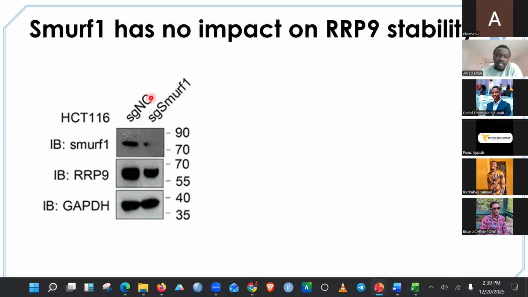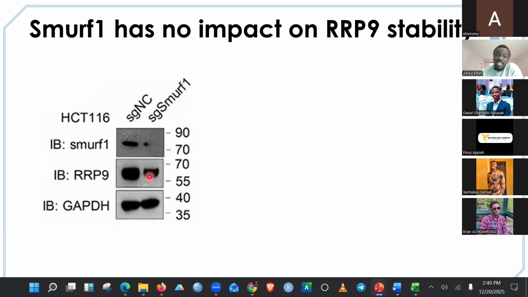And this is our negative control. SMURF is present. When they stain, you see that RRP9 is present. Now, when you delete it, RRP9 is still present. Nothing is happening to the levels. So over here, they could tell that when we delete SMURF, there's nothing happening to the levels.